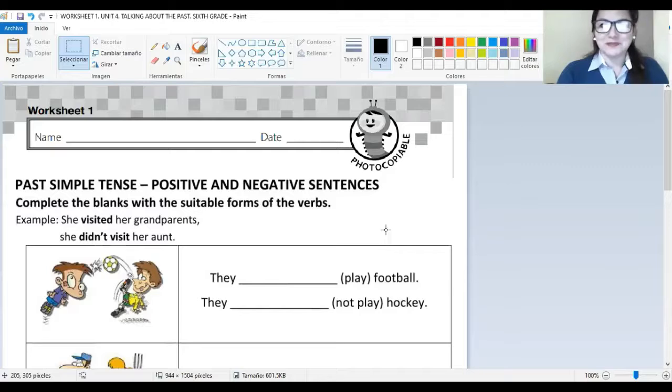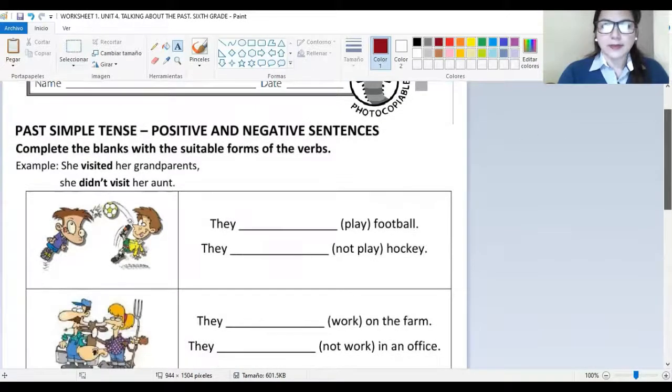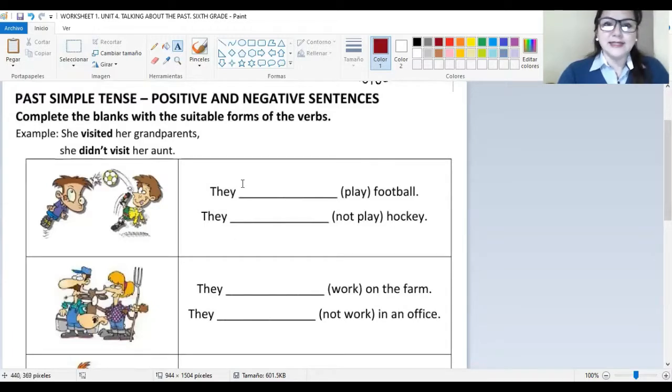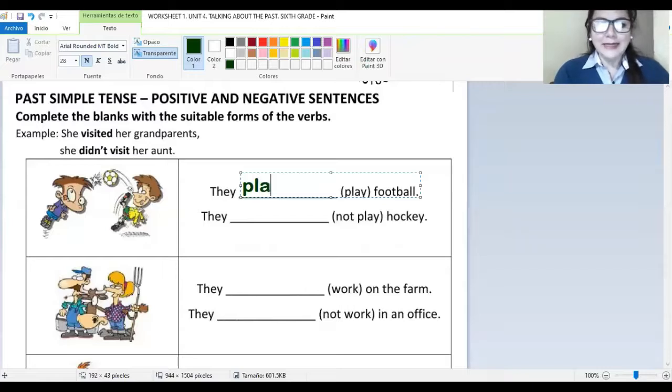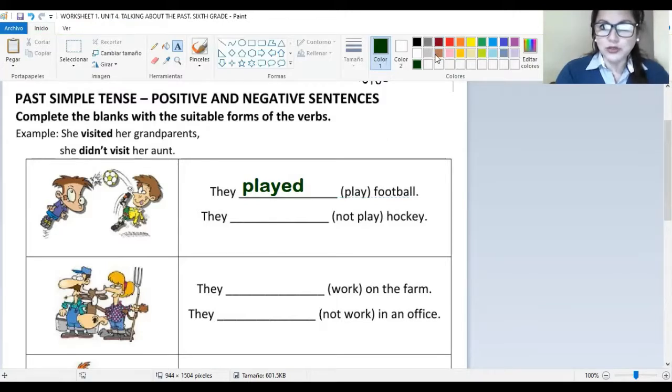For example, I'm going to help you with the first one, okay? Let me change the color of this and I'm going to write, okay? Look. Look at the picture, okay? And it says, they play football. So the past tense of play is played. This is too small. Just wait for me, okay? Okay, play. They played football. And with red color, I'm going to use the red color for the negative form, okay?